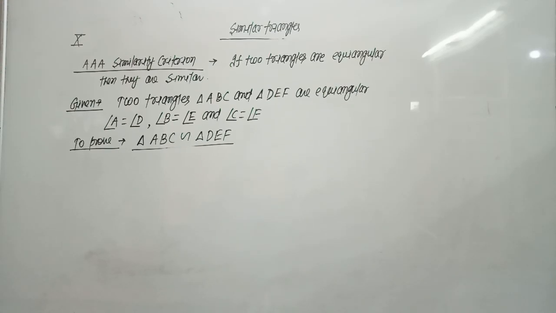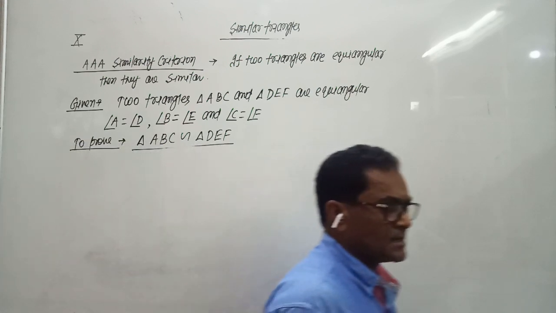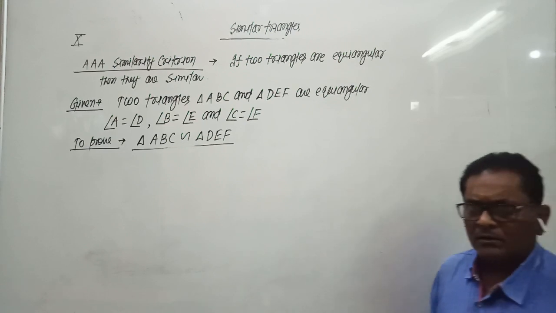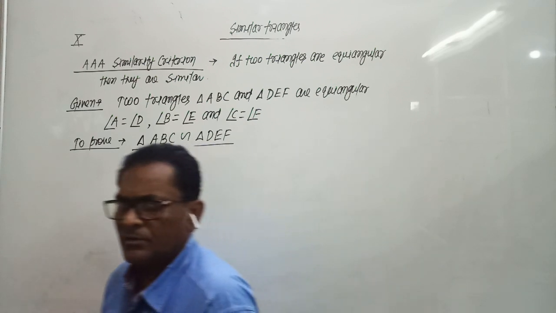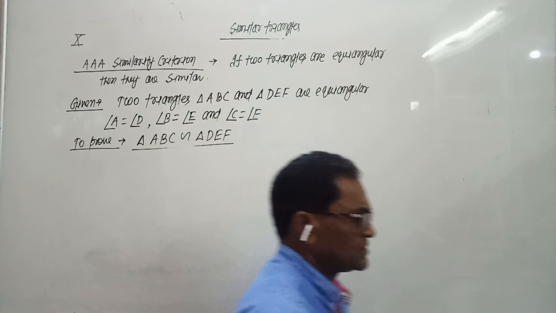We continue the chapter similar triangles. In the last video, we were discussing the AAA similarity criterion, and we divided this theorem into three parts.